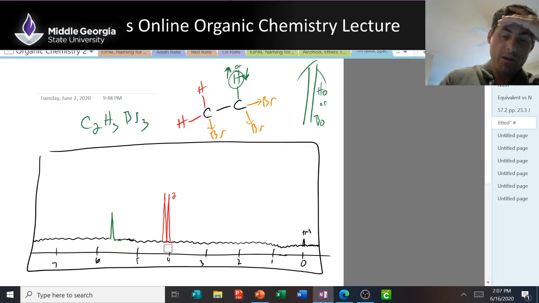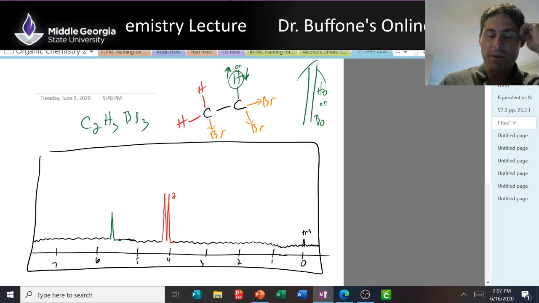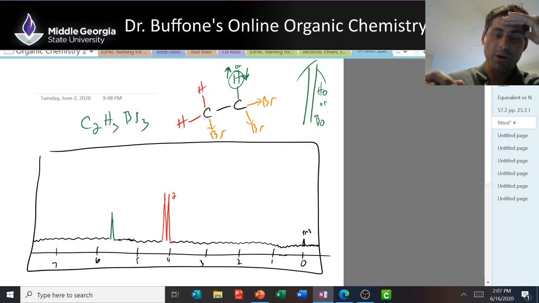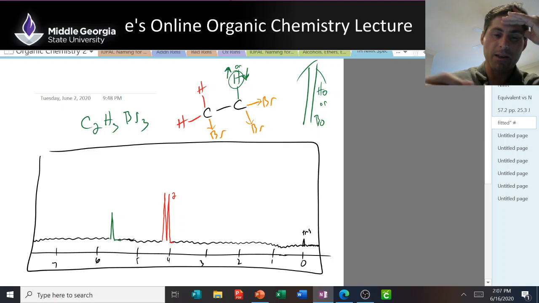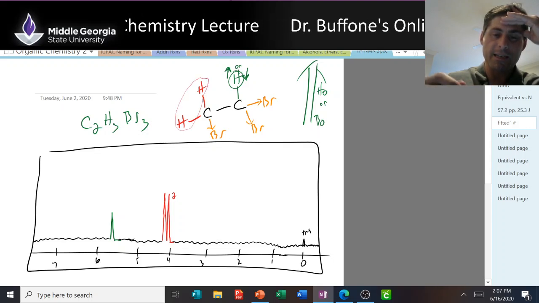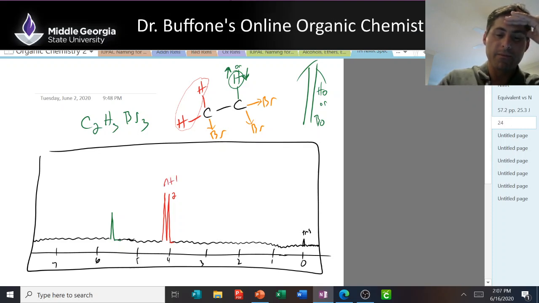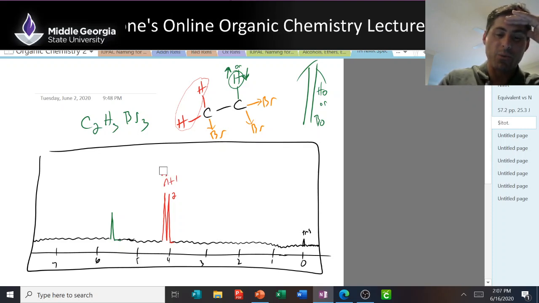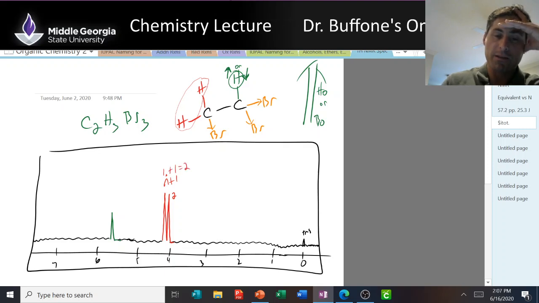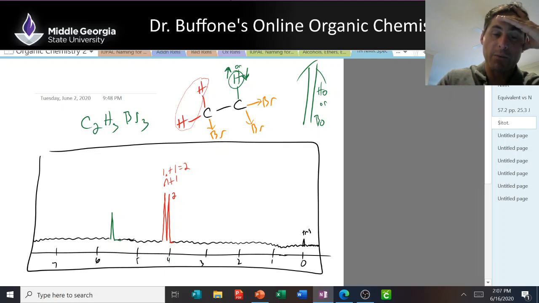Now, what I just did was I made a mistake, and it's a common mistake. People see this one and call it a doublet, and they see this one and call it a triplet. But you have to look at these and ask how many neighbors are next to it. It's one neighbor plus 1 is equal to 2. That's your doublet. So 2 protons get split by 1 into a doublet.